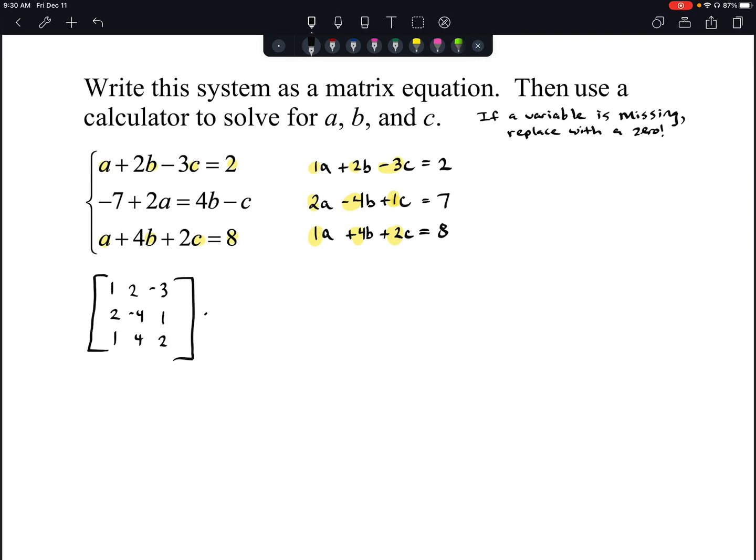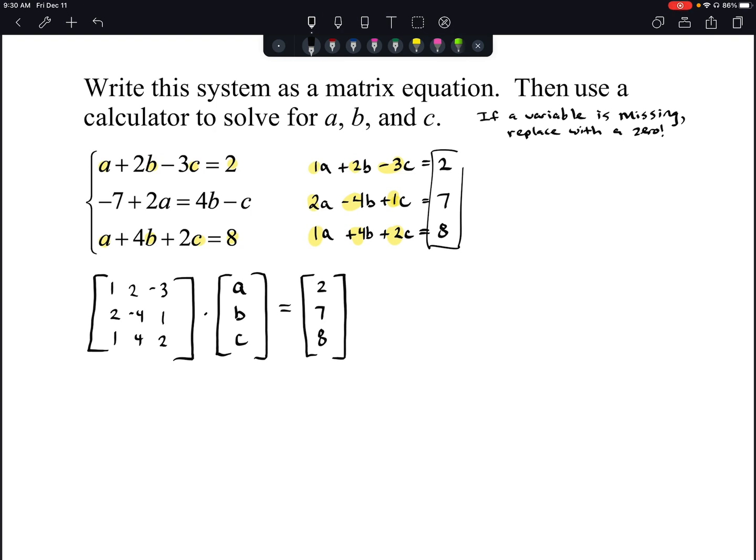And we're going to multiply this by our matrix, which will have A, B, and C in it there. So we'll say A, B, and C in that same order. And then this should equal this part. So we're going to have a 2, a 7, and an 8 down there.